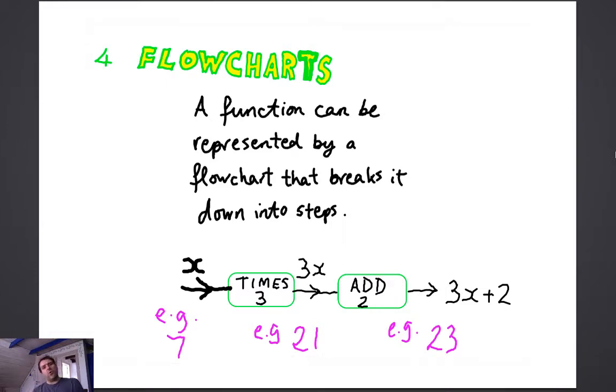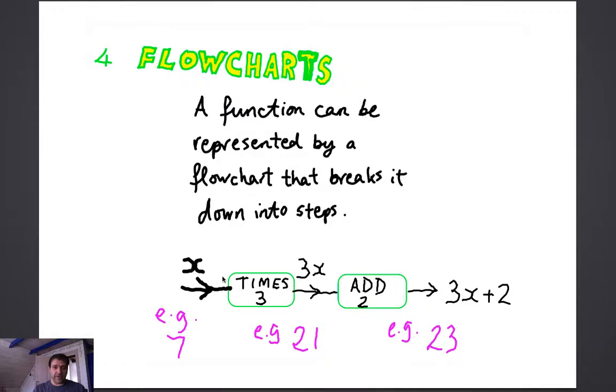So this is chapter 4 of MYP4 unit 2, and in the last chapter we just defined what a function was, a rule for generating one number from another, and you can represent a function with a flowchart, and that just breaks it down into steps. So for example, if the function was 3x plus 2, which was the one we saw in the last chapter, you could break that down with a flowchart that starts with x and then does things to it step by step to work out what the value of the function is.